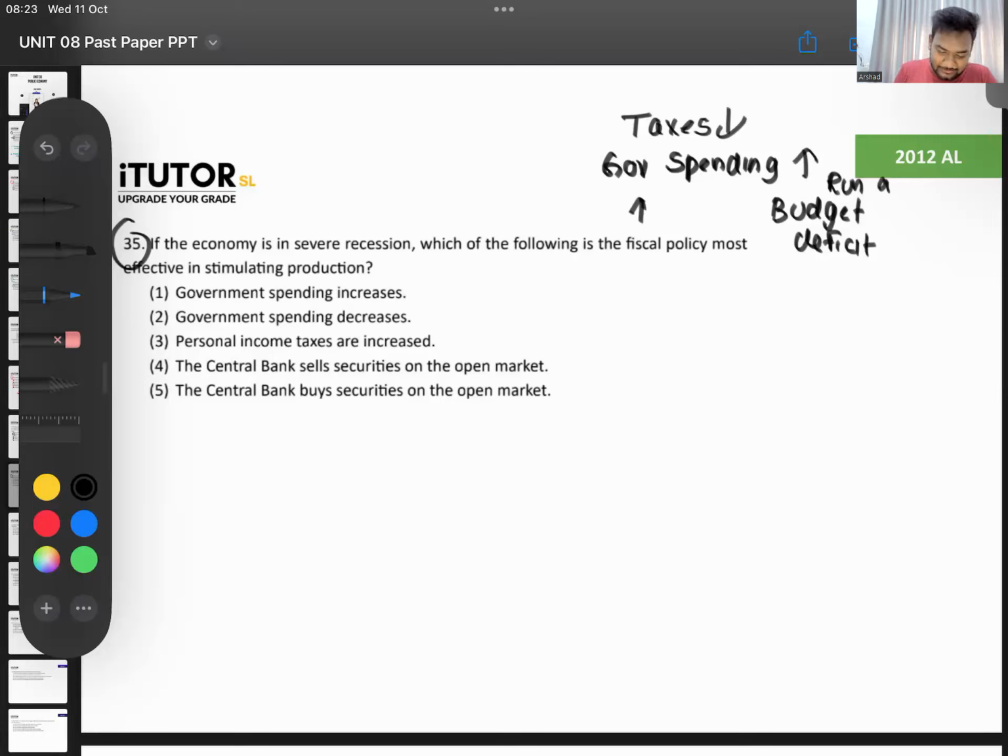Okay. So which one is our answer? Government spending increase, number one. Spending decrease, no. Taxes increase, no. Why not 4 and 5? Central bank selling securities, buying securities. Central bank selling and buying securities, these are monetary policy. They are asking for fiscal policy. So you don't talk about 4 and 5. Okay, is that fine? 2012, 35.